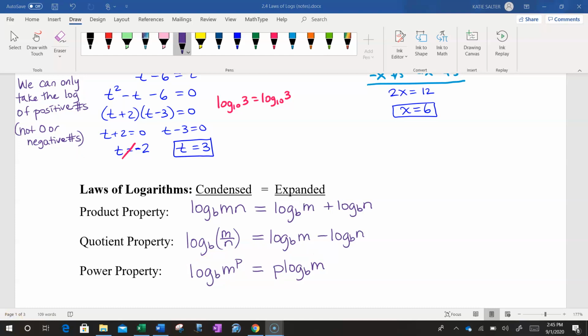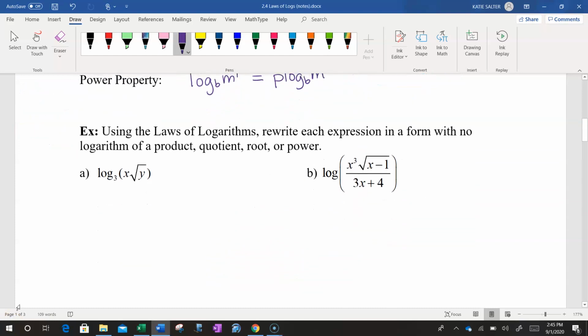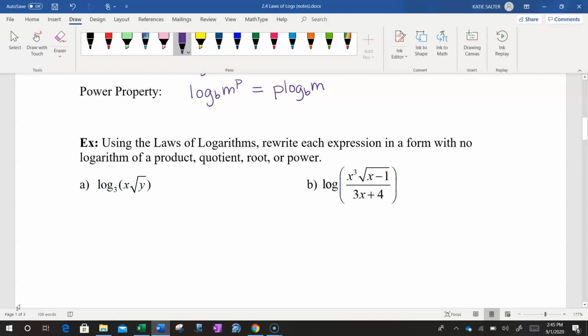Okay, so for this next part of our lesson, what we're going to do is just practice using those laws of logs to expand or condense an expression. So these first couple, it says, rewrite each expression in a form with no logarithm of a product, quotient, root, or power. So it's giving us the condensed form, and we want to expand it.